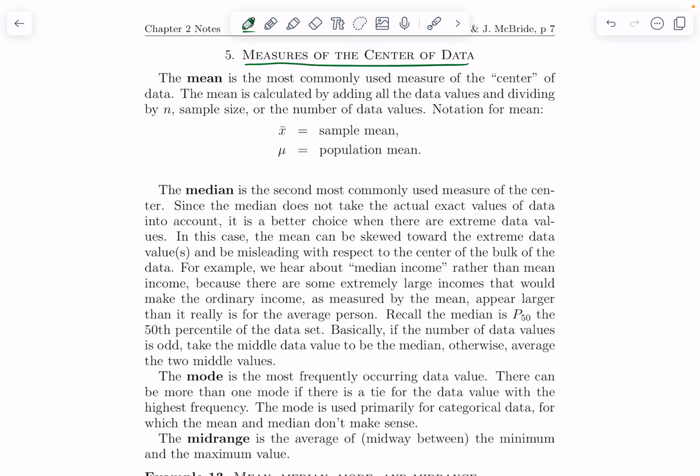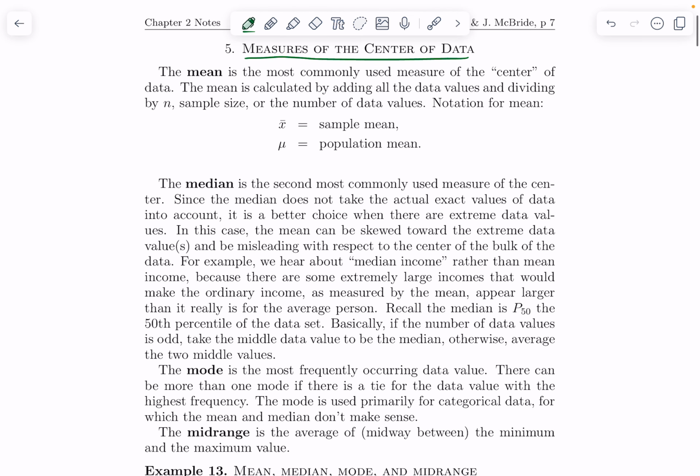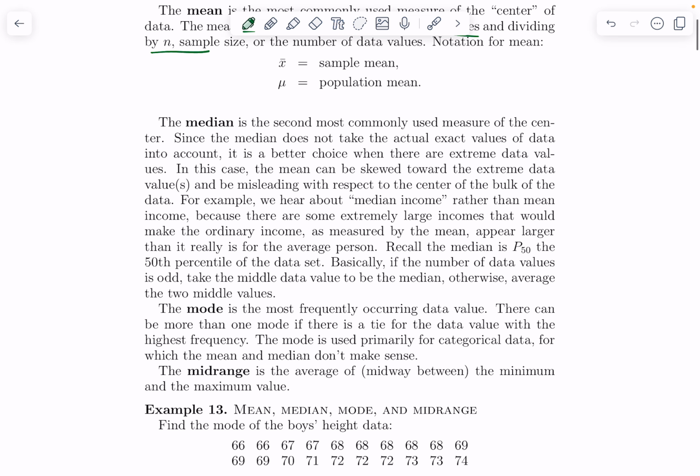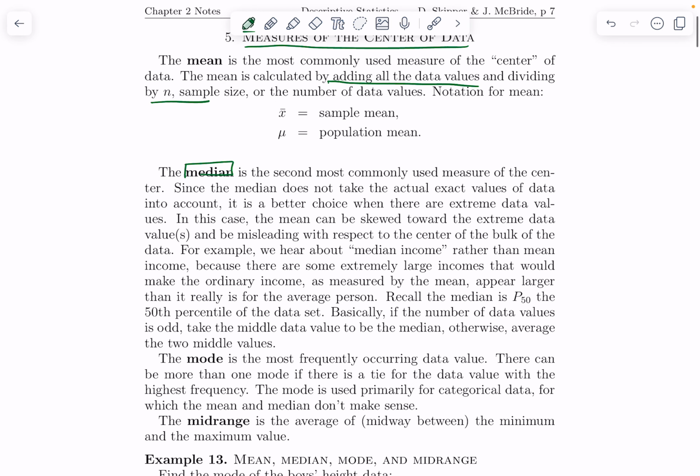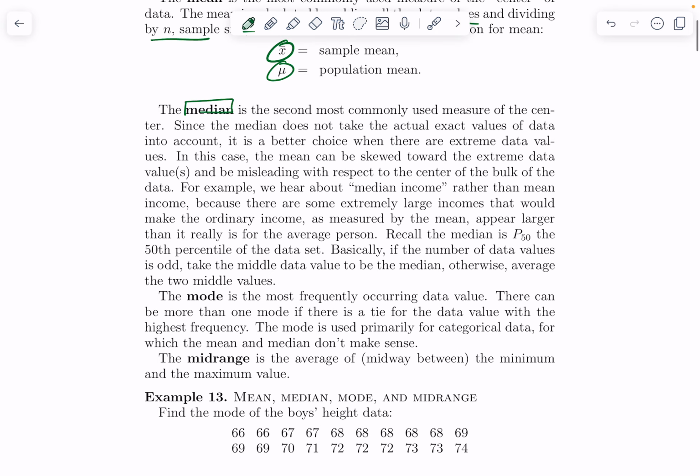The first one is the mean, and that's the arithmetic average. You add them all up, and then you divide by the total number of samples in the size. The mean is denoted by x bar, which we read x bar, or mu. The median is the second one, and that's the middle of it. So this is associated with the 50th percentile, P50.